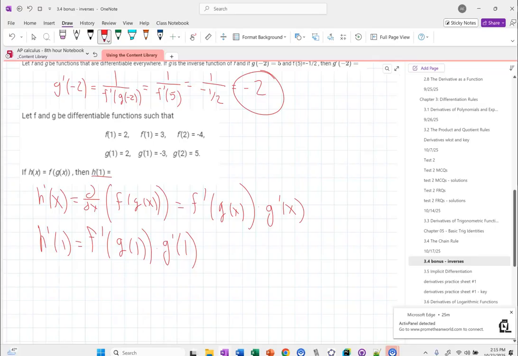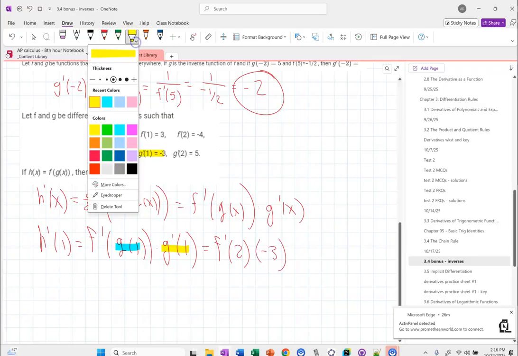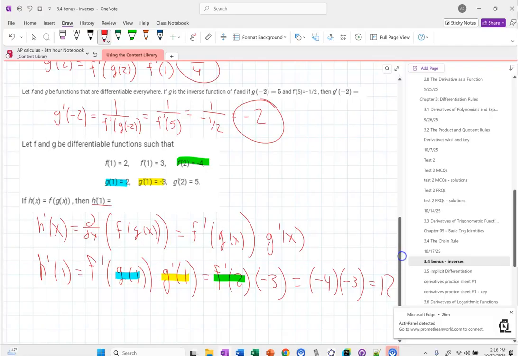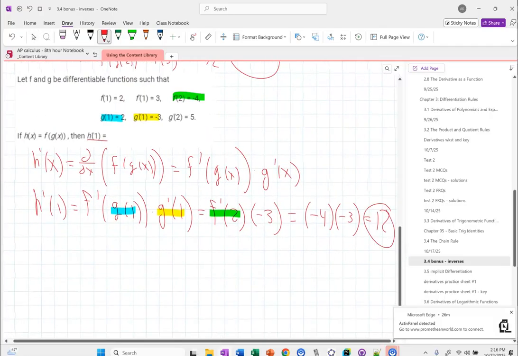Does everybody feel okay? If I go to my chart, g of 1 is 2, and g prime of 1 is -3. And then f prime of 2 is -4. So I get 12.